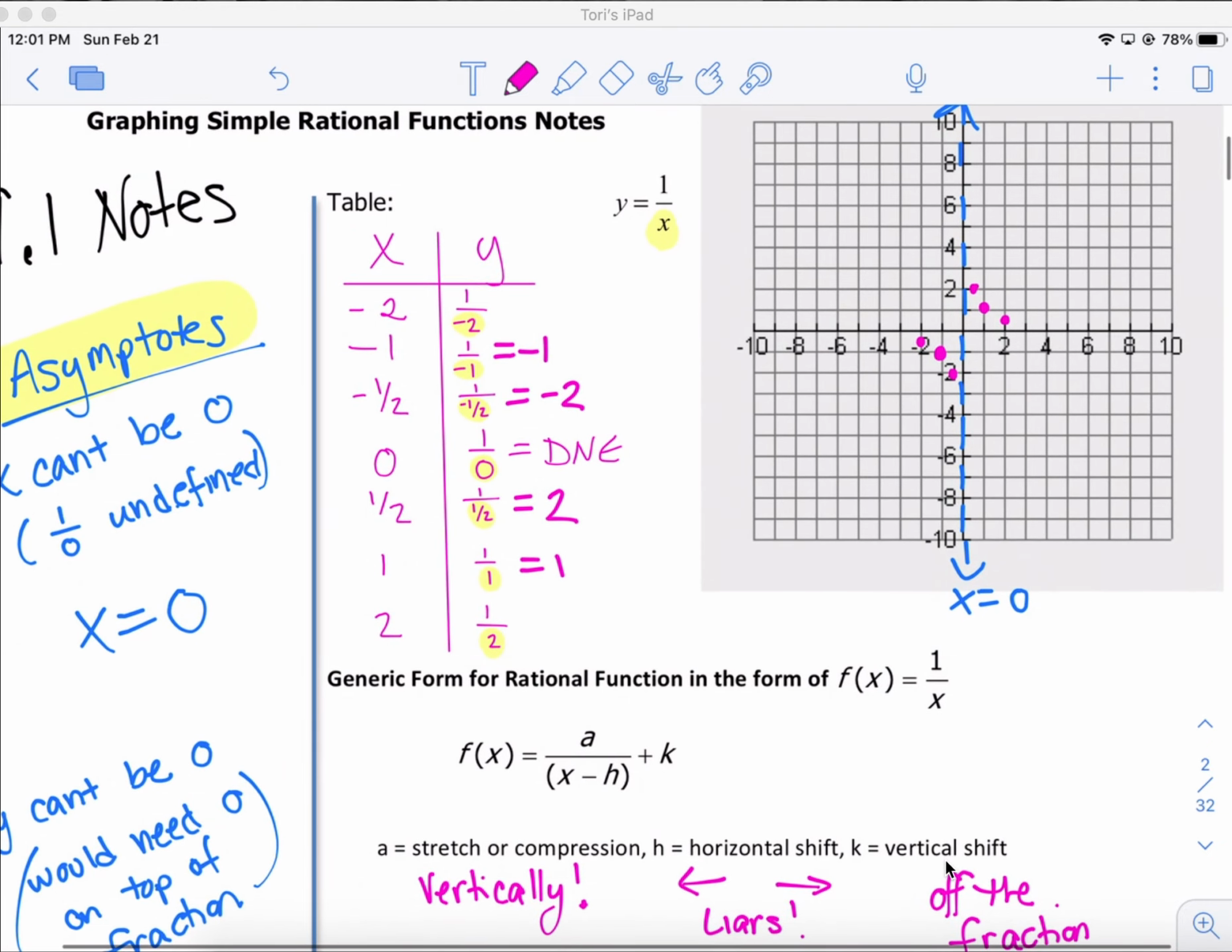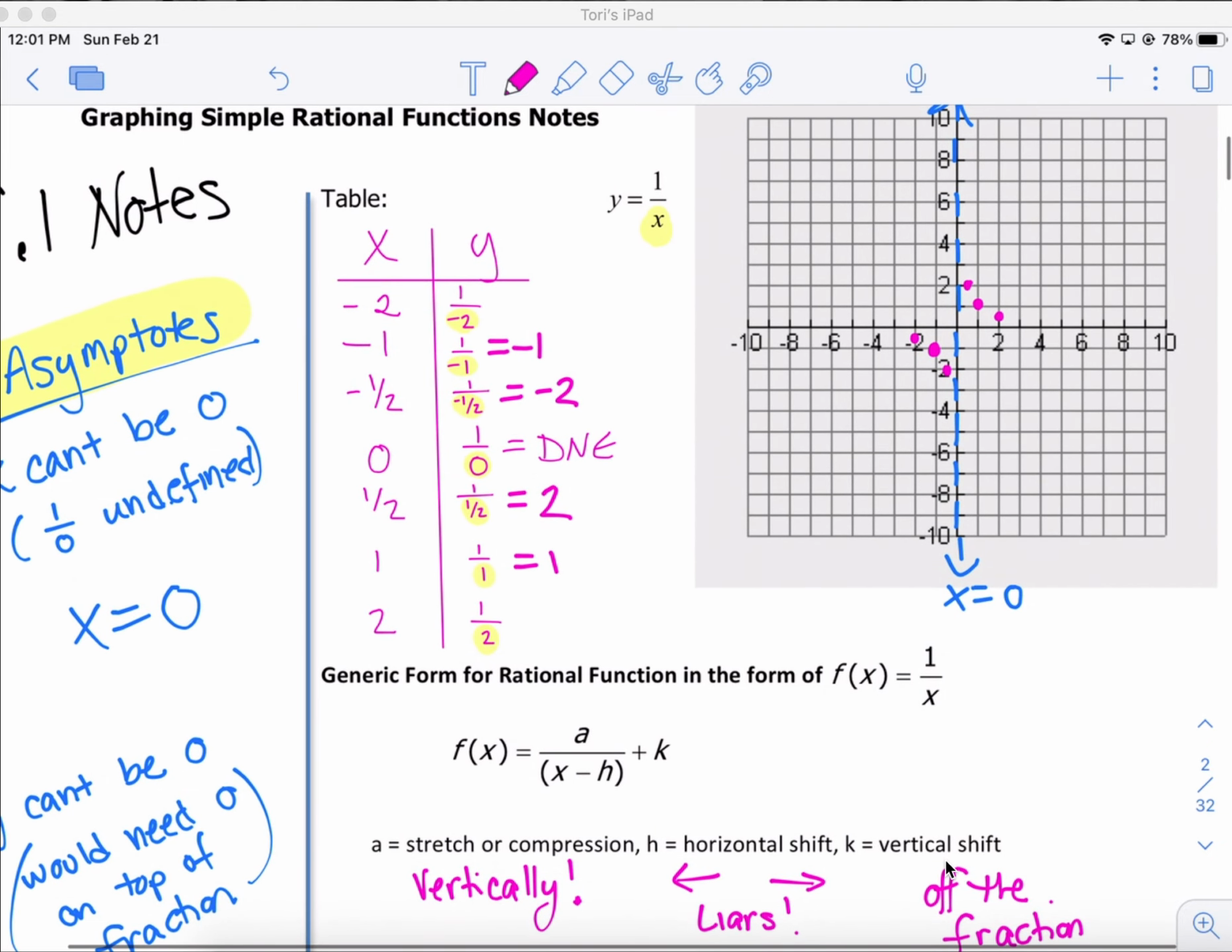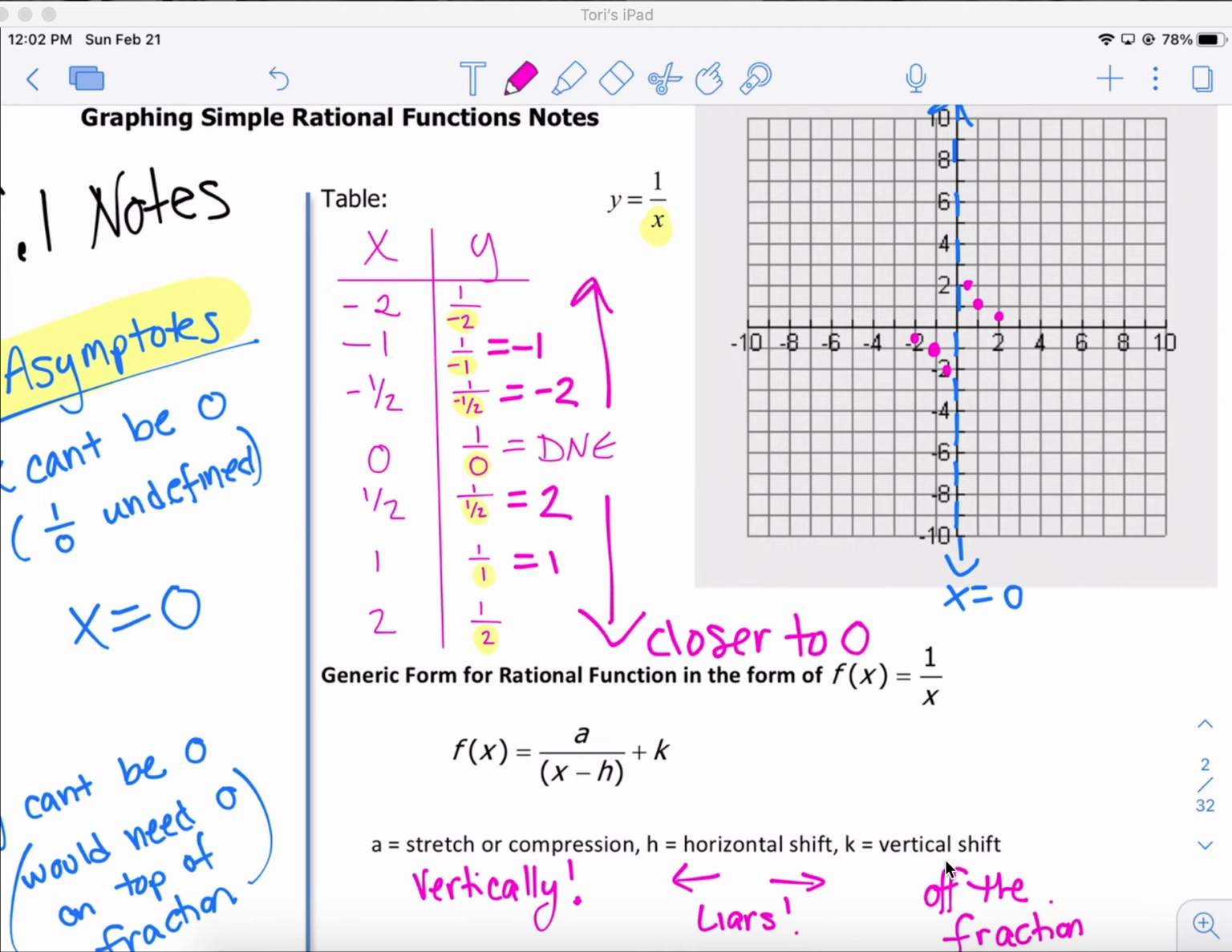Let's talk about the other option. As you'll notice, my numbers this way are getting smaller. So 2, 1, 1/2, 1/3, 1/4, 1/5. We would slowly be getting closer to 0. Thinking about going the other way, I'm going -2, -1, -1/2. So same way going this way, I'm getting closer to 0.